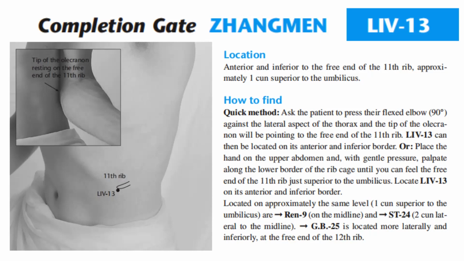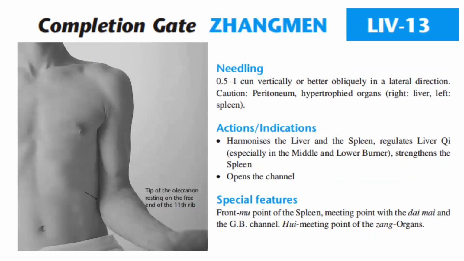Located at approximately the same level, 1 tune superior to the umbilicus, are REN9 on the midline and stomach 24, 2 tunes lateral to the midline. GB25 is located more laterally and inferiorly at the free end of the 12th rib.